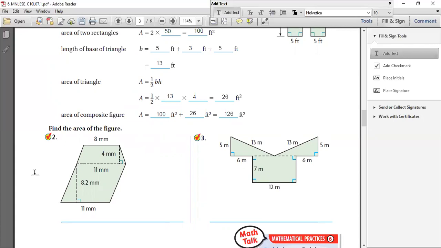Now question number 2. As soon as you see it, you can tell it is a trapezoid. This is a trapezoid, as well as, what's this called? This is called a parallelogram. Okay, now you can view it only this way. There is no other way you can look at it, right? Okay, so let's find the area of this figure.